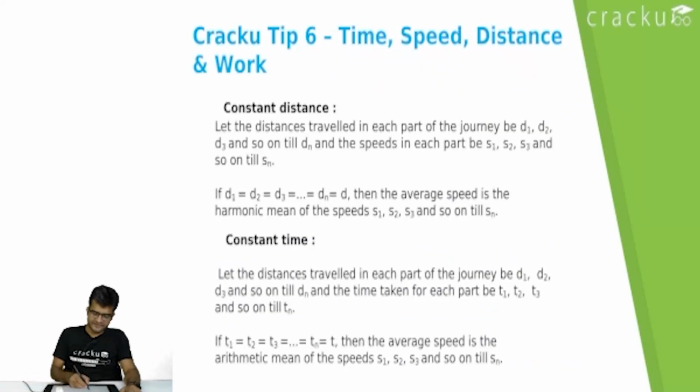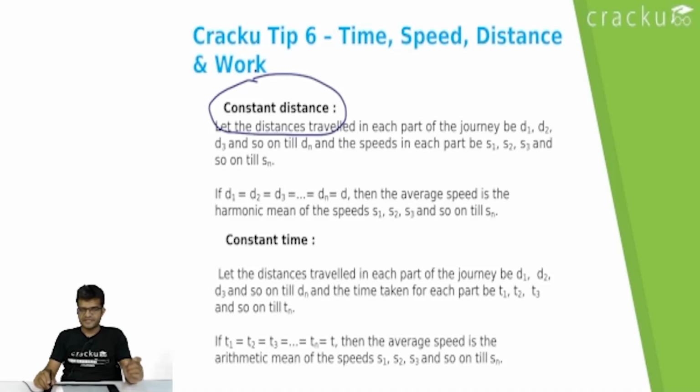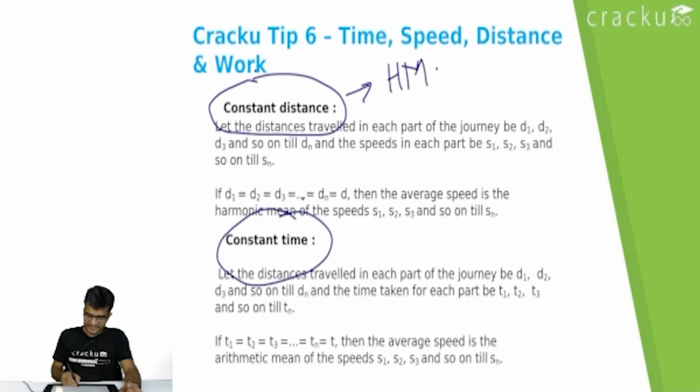Now this slide, again we are just discussing the same thing. If the distance is the same, then the average speed will be the harmonic mean. If the time is the same, then the average speed will be the arithmetic mean of the different speeds. Let us look at the next slide.